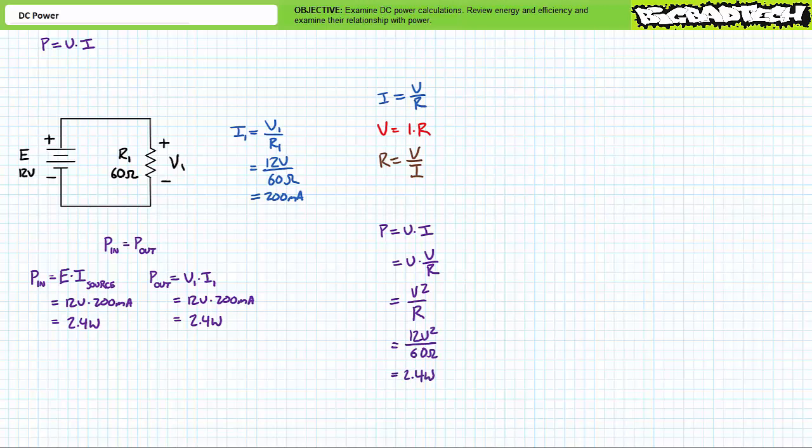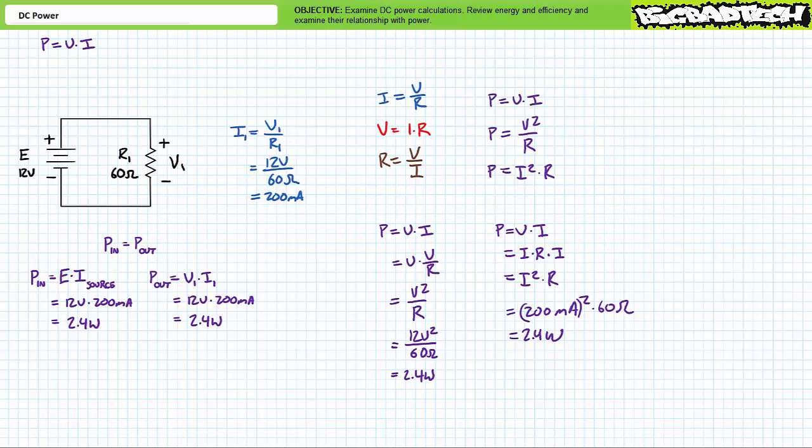In the above example, 12 volts squared divided by 60 ohms similarly demonstrates that the load consumes 2.4 watts of power. Additionally, given power is equal to voltage times current, and voltage is equal to current times resistance, we can substitute IR for V in the power equation. This demonstrates that power is equal to current times resistance times current, or current squared times resistance. In the above example, 200 milliamperes squared times 60 ohms similarly demonstrates that the load consumes 2.4 watts of power.